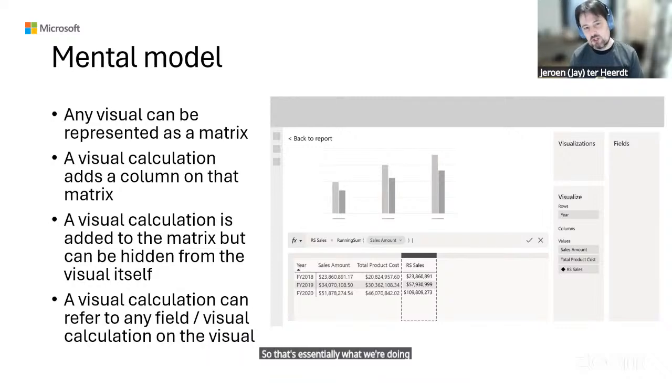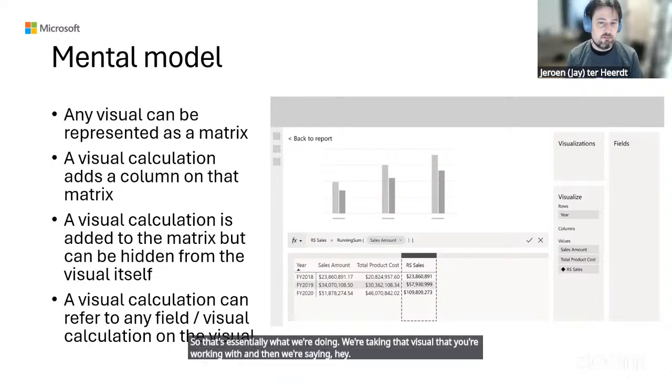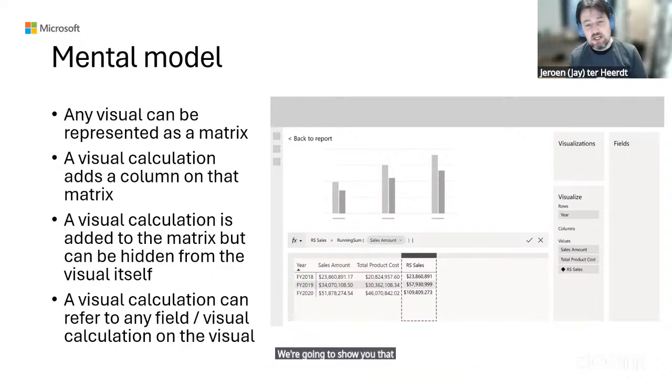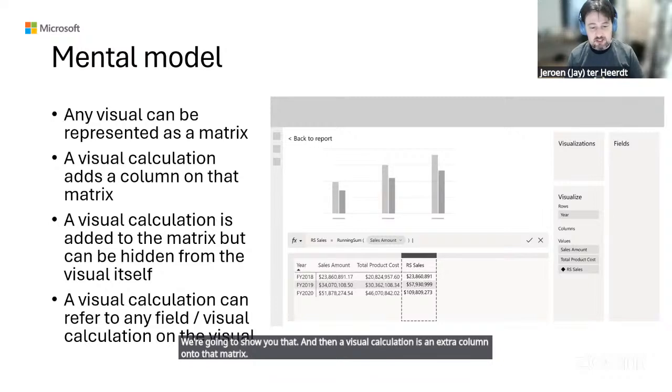So we're taking that visual that you're working with, and then we're saying, hey, I'm going to convert that into a matrix, and I'm going to show you the visual and the matrix, and we call that the visual matrix. We're going to show you that, and then a visual calculation is an extra column onto that matrix. So here on the right, you see a mockup.